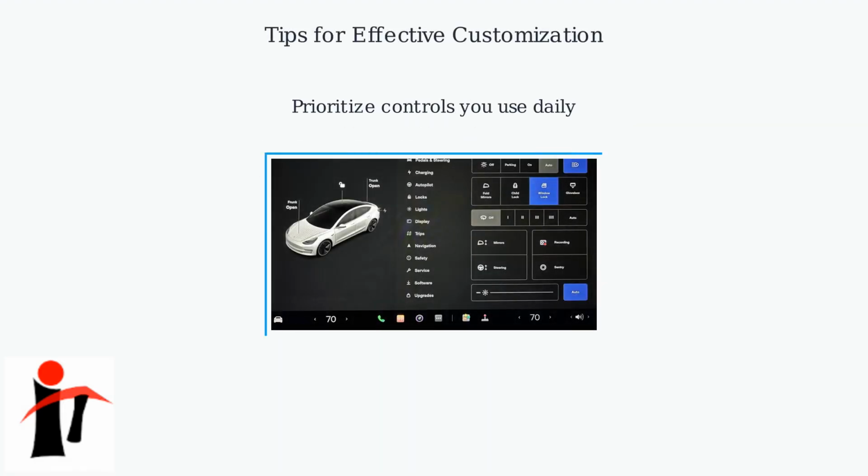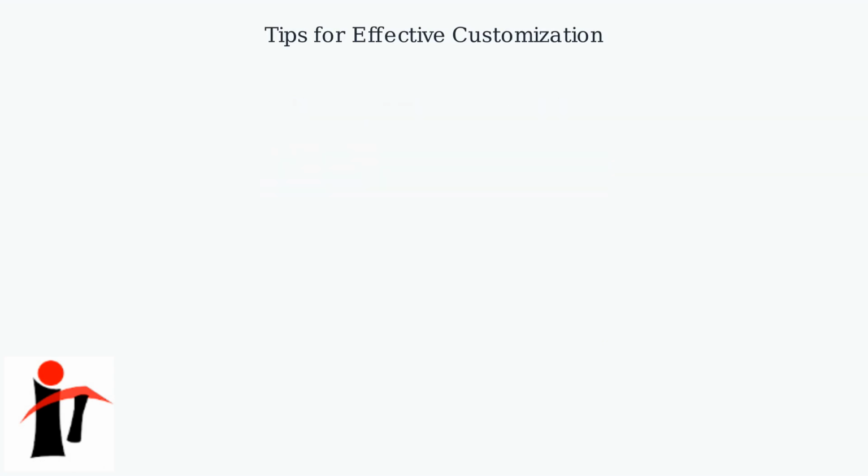To make the most of your Tesla app customization, start by prioritizing the controls you use every day. Think about your routine. Do you always check your battery level, adjust climate settings, or toggle security features? Focus on these essential functions first.